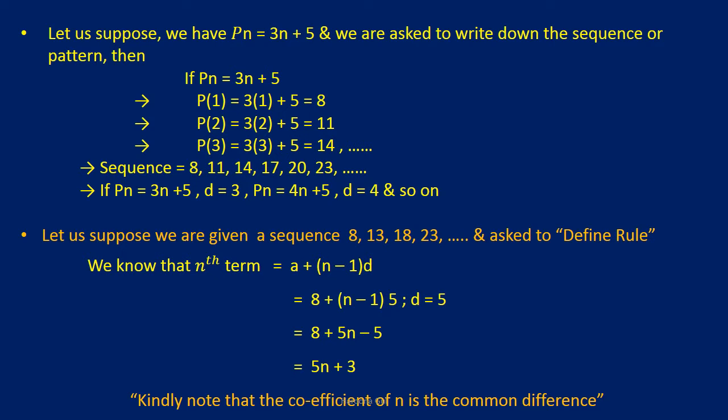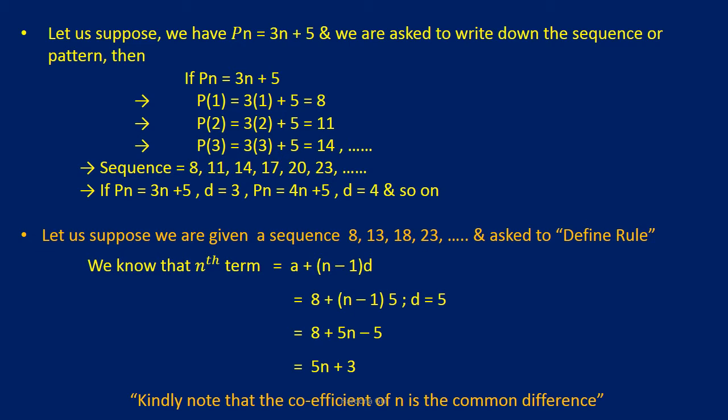Let us see what is meant by sequence. If you have been given an expression that is Pn is equal to 3n plus 5 and asked to write down its sequence, what you would do is find the pattern starting from 1. So if n is equal to 1, then P1 would be equal to 8, P2 will be equal to 11, P3 will be equal to 14, and so on. Which means that starting from 8, we have a sequence of numbers with a common difference equal to 3.